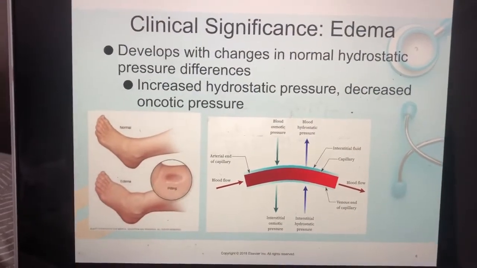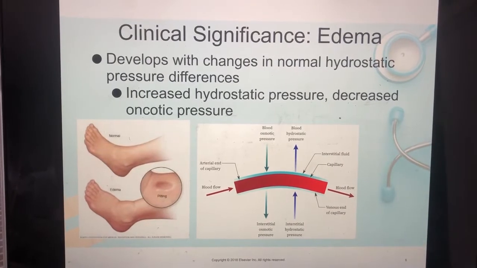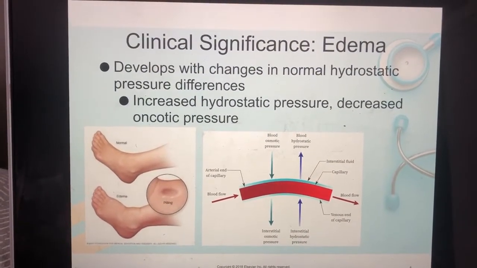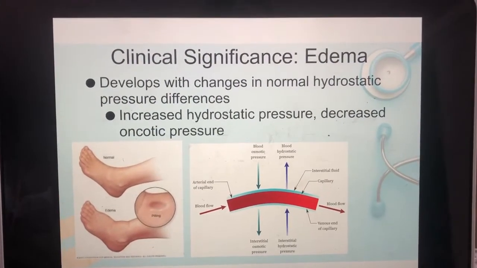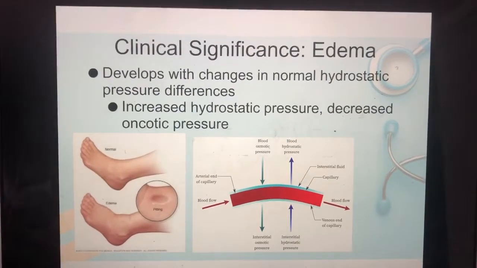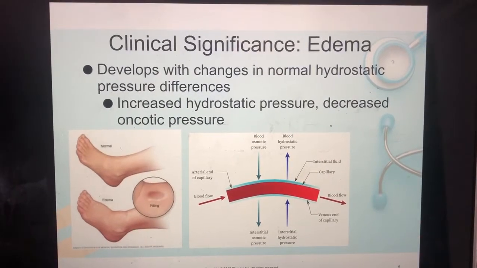So if you have a change in your normal hydrostatic pressure, that's how we develop edema. And edema basically is just an excess amount of fluid in those interstitial spaces. So if you have an increase in hydrostatic pressure, or that pressure that's trying to push out of the blood vessel, it's going to lead to that fluid shifting into the interstitial space. And that can be from a variety of reasons.